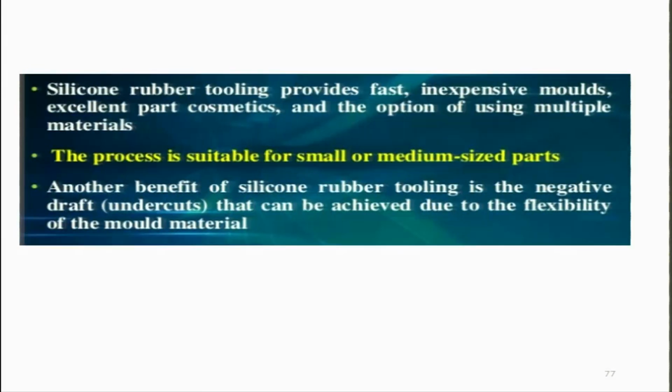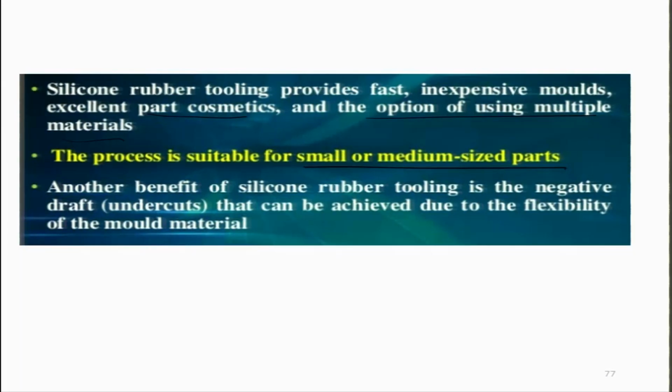Obviously, the silicone rubber tooling provides a fast and inexpensive process through a mold, which can result in excellent part cosmetics, options of using multiple materials, etc., and the same tooling is there. So it's really a very flexible process of soft tooling. The process is also suitable for small and medium sized plastic parts particularly, which are abundantly utilized in many applications.